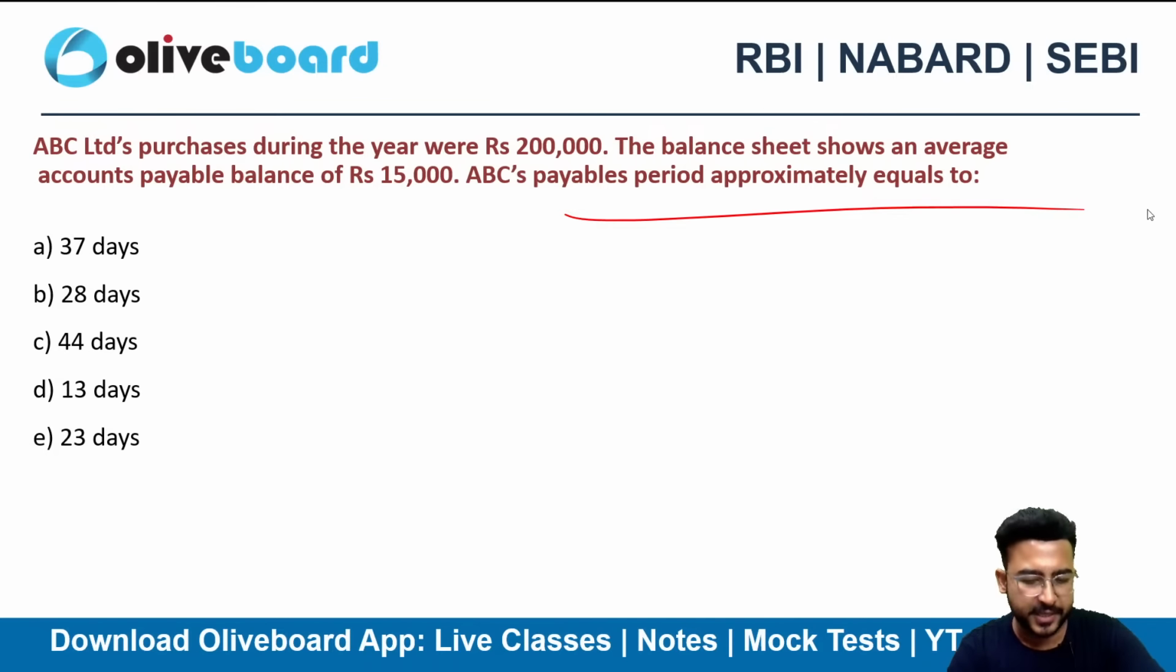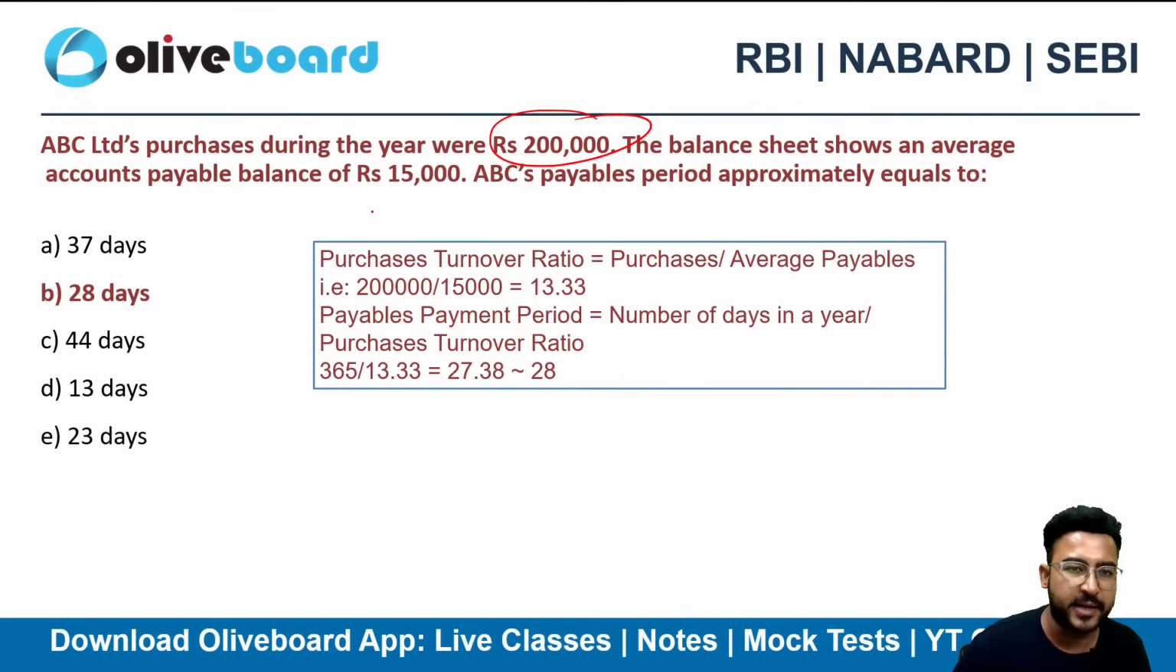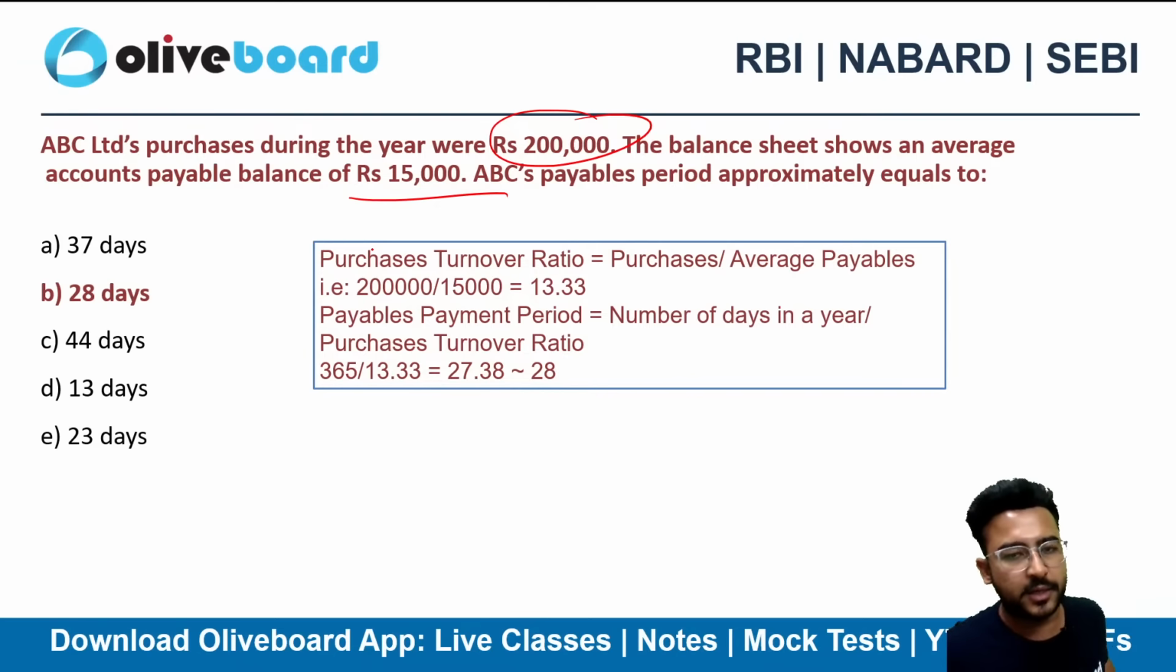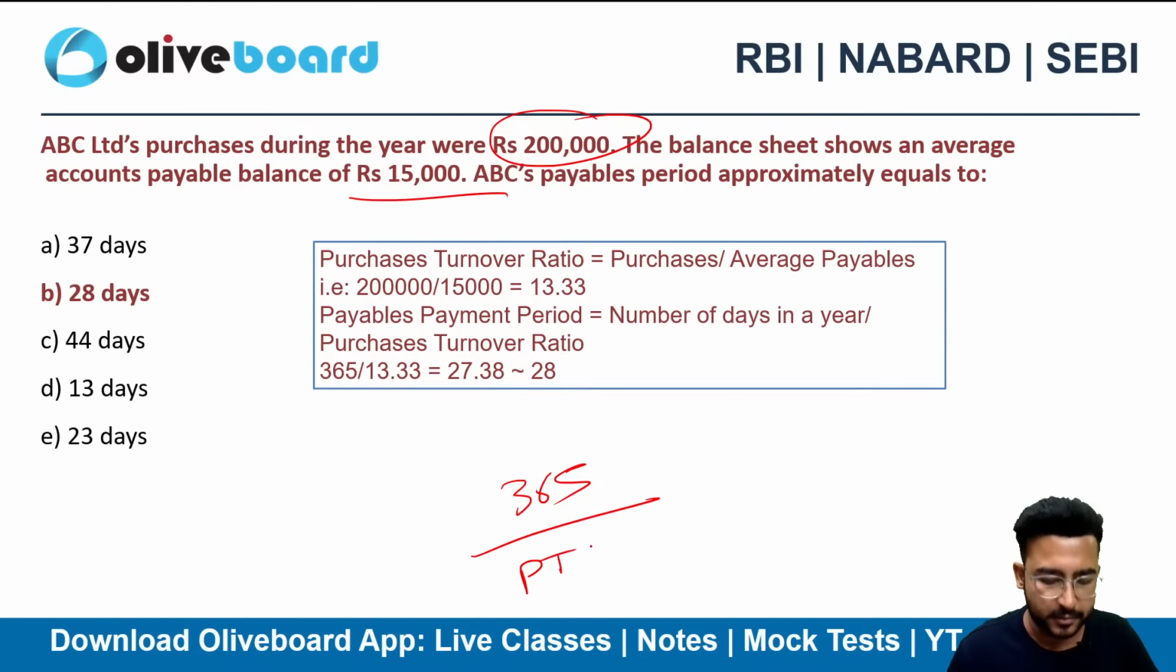The payable period here will be, guys, option B, 28 days. So it's quite simple. Basically, you know the purchases divided by your average accounts payable, you will get the turnover ratio. You will be getting the payables turnover ratio basically. And 365 days divided by the payable turnover ratio will be your number of days. So 28 days here will be the correct choice.